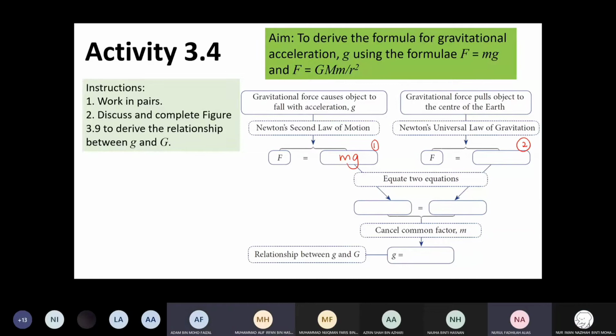F equal to Gm1 over R squared, lah kan, universal law of gravitation. G times M1 times M2 over R squared. Kita sebut R squared. Okay, and then equate the two equations. Okay, what do you write here?